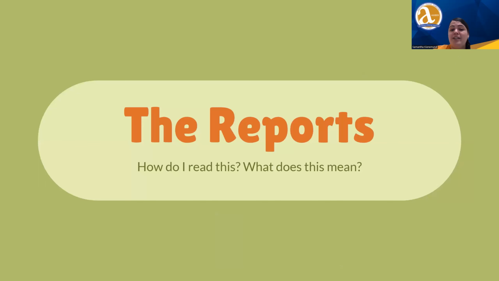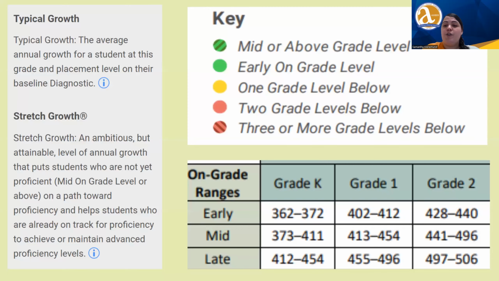Now let's look at the reports. How do I read this and what does this mean? So first, these are some keywords you're going to see: mid or above grade level, early on grade level, 1 grade below, 2 grades below, approaching the grade level. And what this is based off of is called a typical growth.